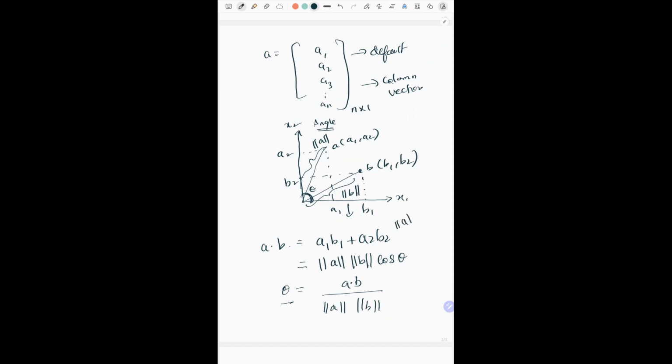We haven't said what the norm is. I'm writing it here so that I can finish it up in this page itself. So what is the norm of A? The norm of A is nothing but, we have A1, A2, right? Nothing but the square root of A1 square plus A2 square. That is the formula for the norm of A.